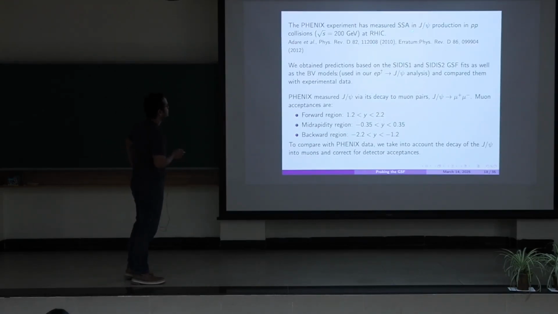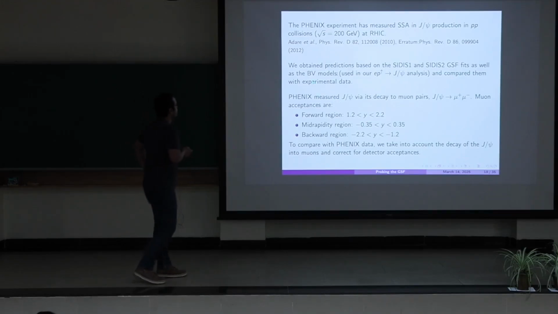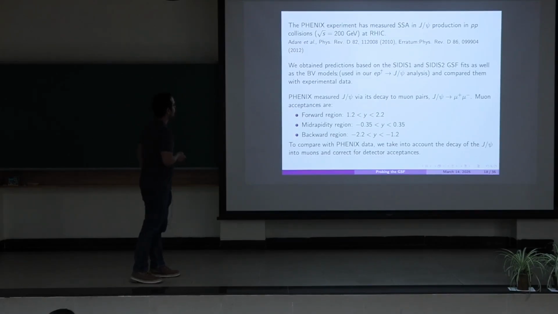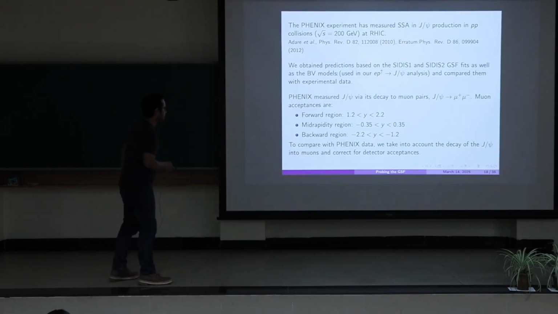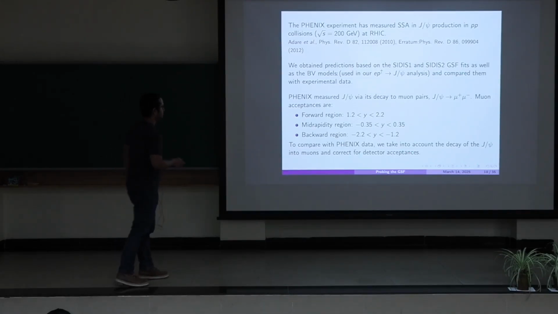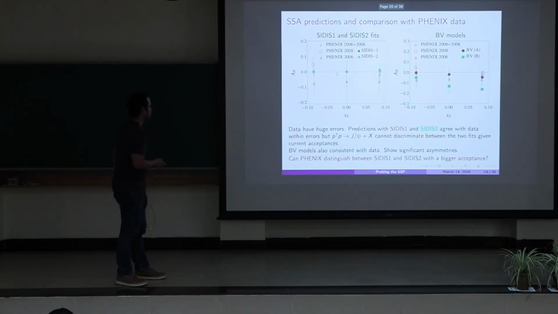So the PHENIX experiment actually measured the single spin asymmetry in J/psi production at mid-rapidity at RHIC. And so what we did was we obtained predictions based on the SIDIS 1 and SIDIS 2 fits by the Italian collaboration, and also some other models by Boer and Vogelsang, which are also well motivated, but I don't quite remember the reasons why they are well motivated. But it's been a long while. So PHENIX measured J/psi via its decay to muon pairs in the forward region, in mid-rapidity, and in the backward region. And we compared these predictions based on these models with PHENIX data after correcting for detector acceptances and taking into account that the J/psi decays into two muons.